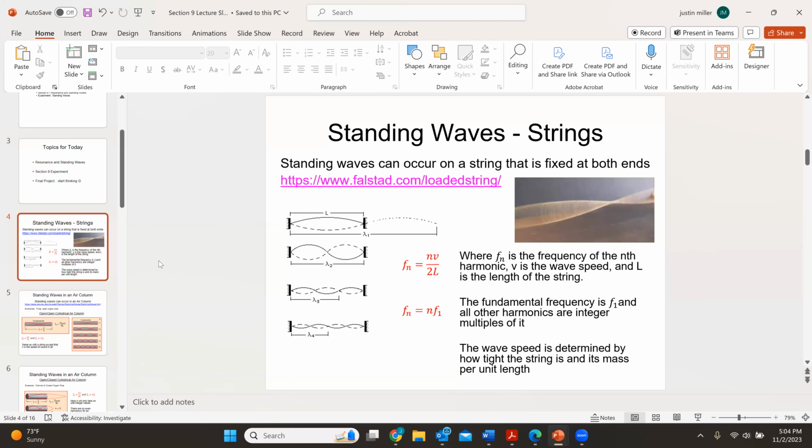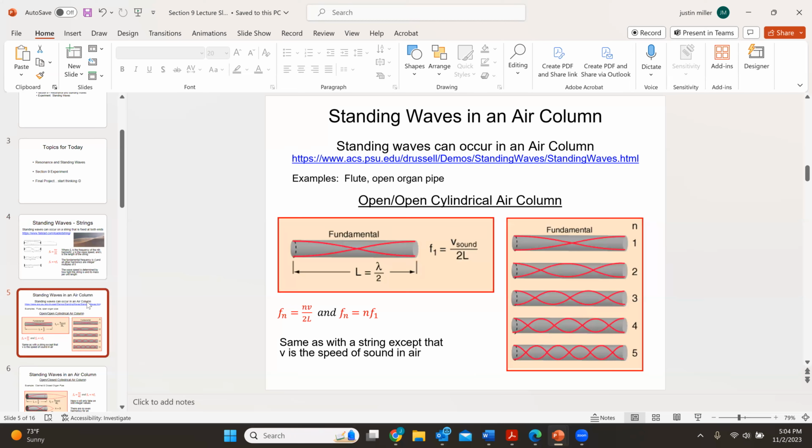What we want to do is not focus our attention on strings, because it is difficult to gauge the speed of the wave on a string. When we go over to air columns, we know that the speed of the wave within the air column is that of the speed of sound, 1,128 feet per second. So that speed we know.